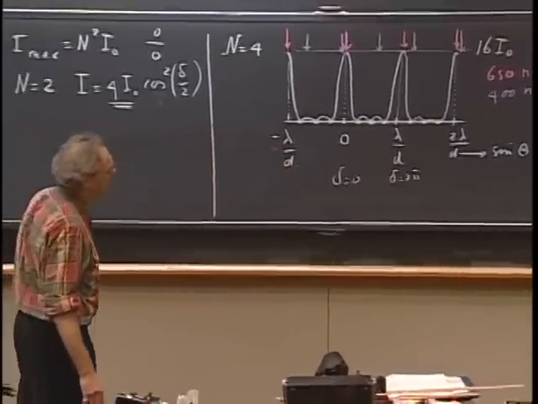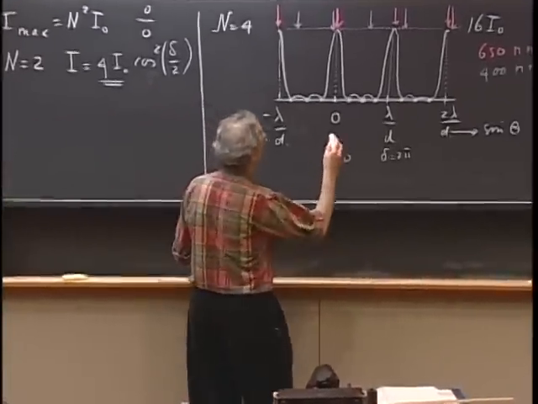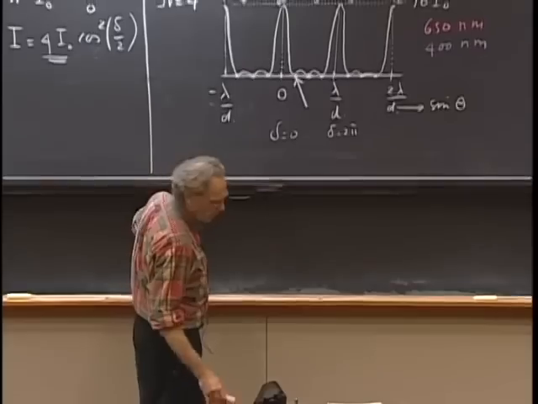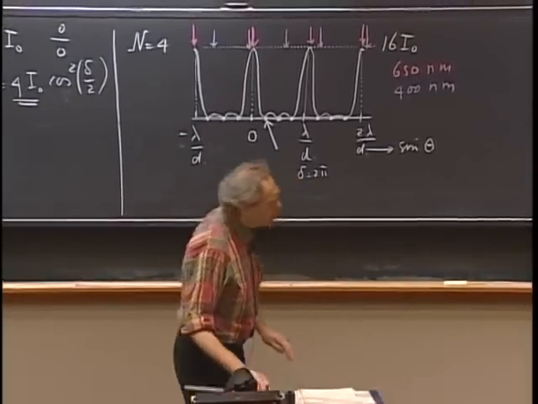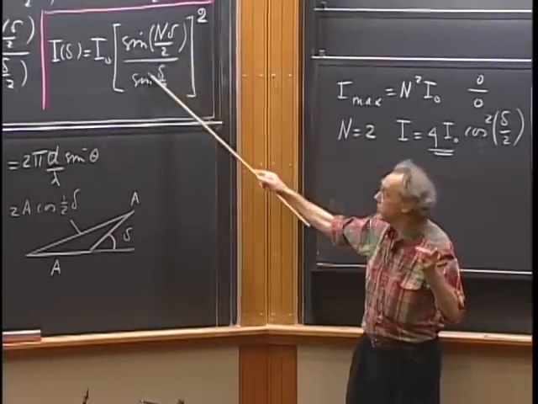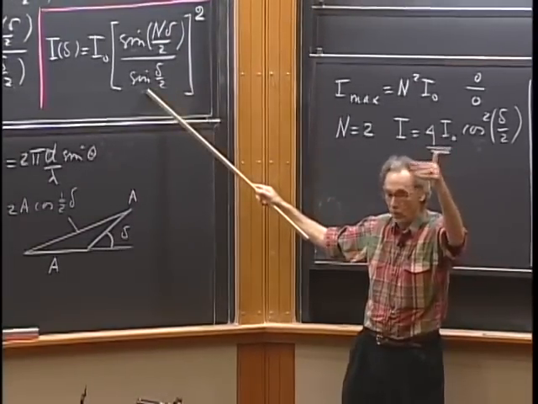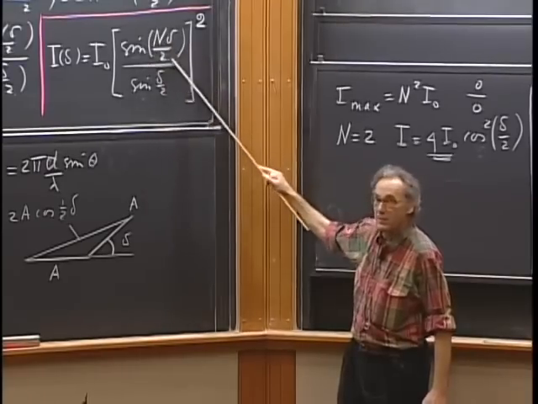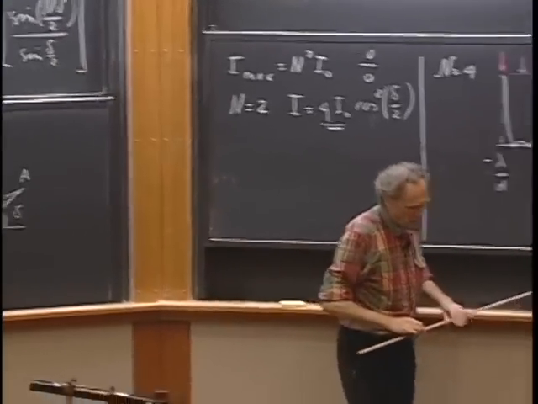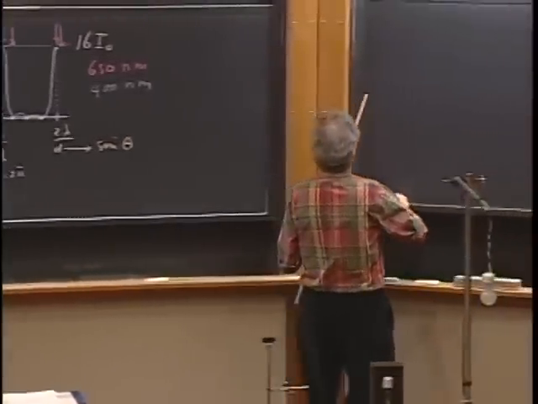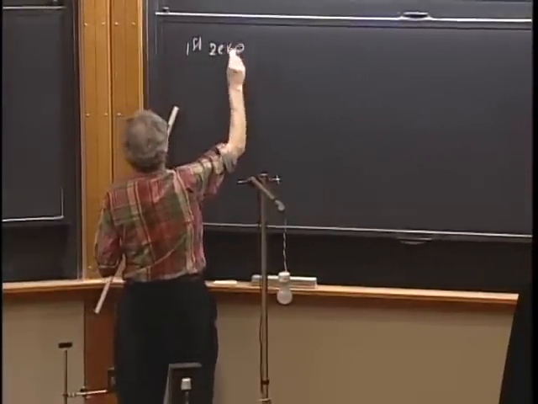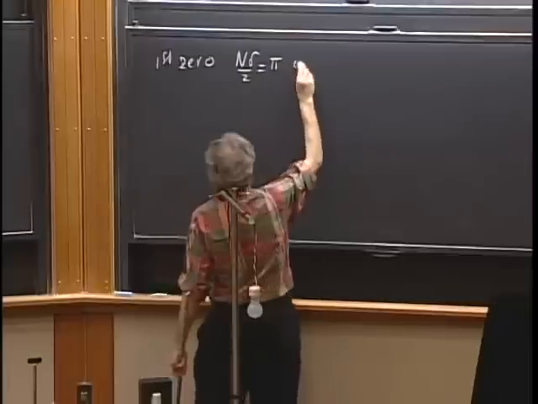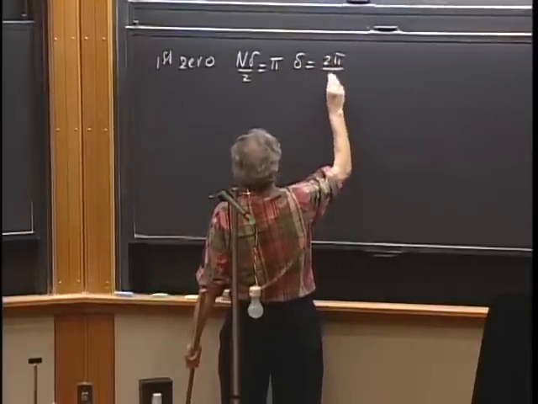Let's now address the issue of the n minus 1 zeros. I first want to calculate what the location is here where you have your first complete zero. Well, you would have your first zero when the upstairs is zero, but the downstairs is not zero. Because if they're both zero, you are at what we call a prime maximum. So what is the first time that this one becomes zero when the downstairs is not zero? That is when this is pi. When it is zero, they're both zero. But when that is pi, then, of course, I would have my first zero. So let's do that here. So I call that my first zero. That is the case when n delta divided by 2 is pi. And so that means when delta is 2 pi divided by n.